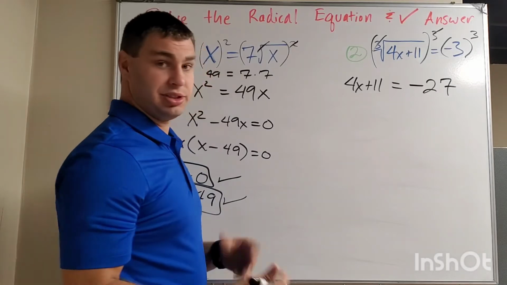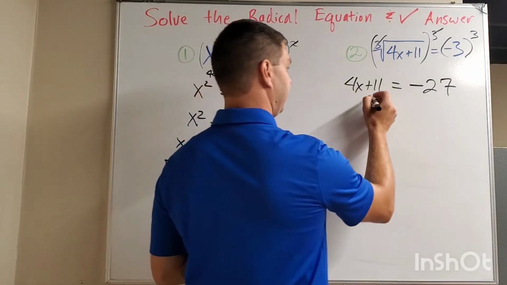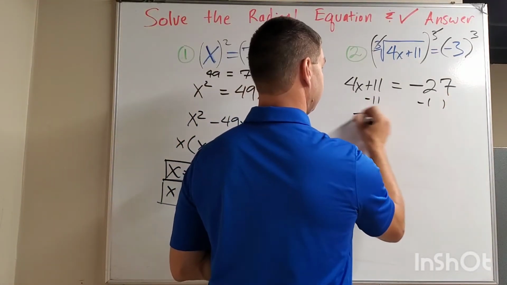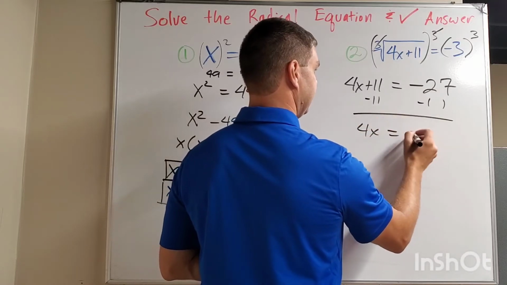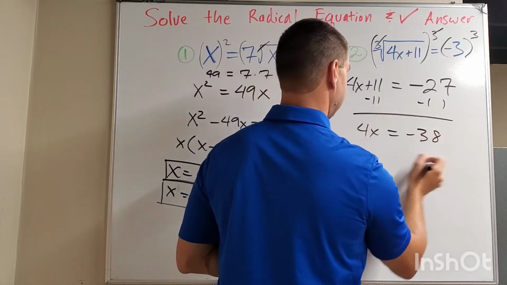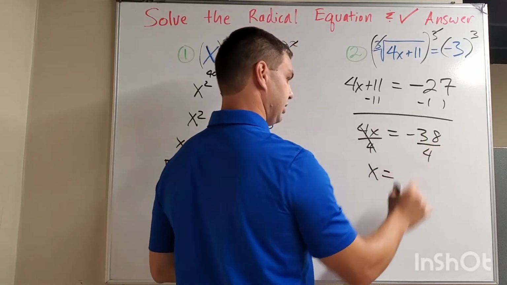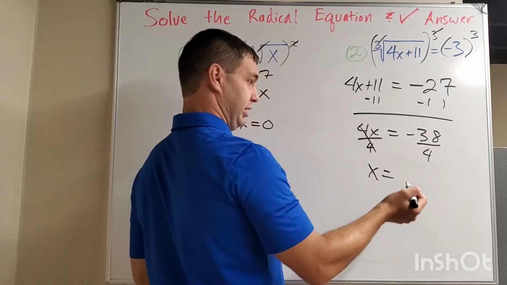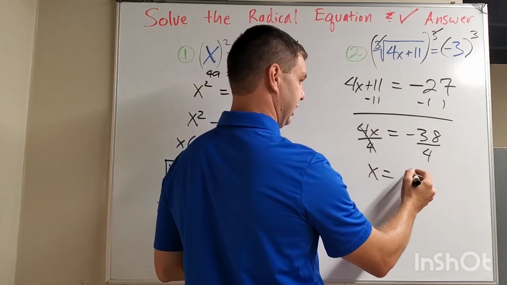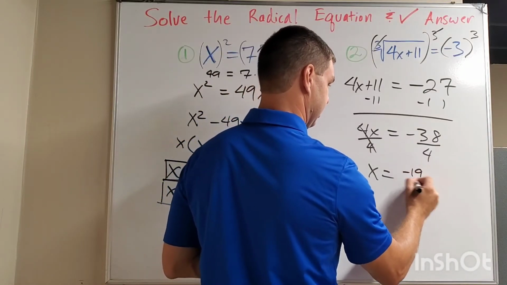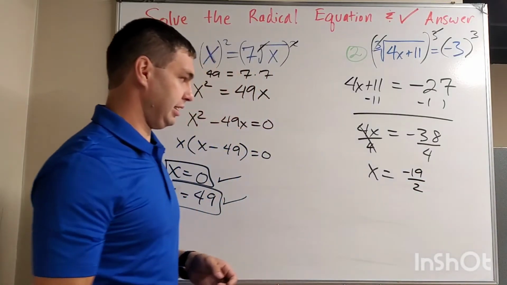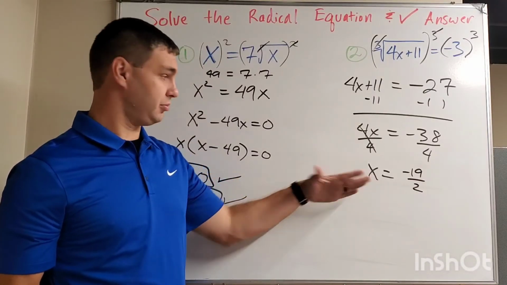And then for this one we just solve for x. This is a basic algebra 1 problem. Subtract 11 on both sides. 4x equals negative 38. Divide by 4, divide by 4. x equals, I think that can simplify to negative 19 halves. I think that is what that is, negative 19 halves. So, only one solution here.